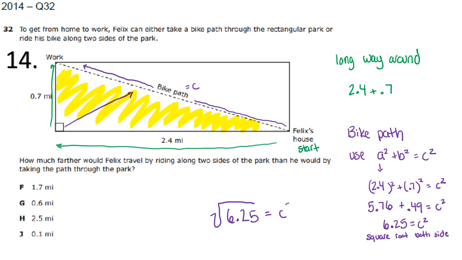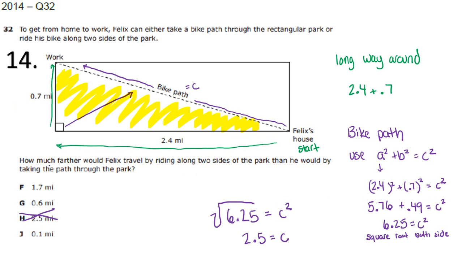And we're almost finished with the problem. I'm just writing it out. Hopefully you already have the answer. You should have 2.5. Now, I know you got really excited and you thought you were finished. You are not finished. We just found the bike path. So don't try to pick H as your answer.